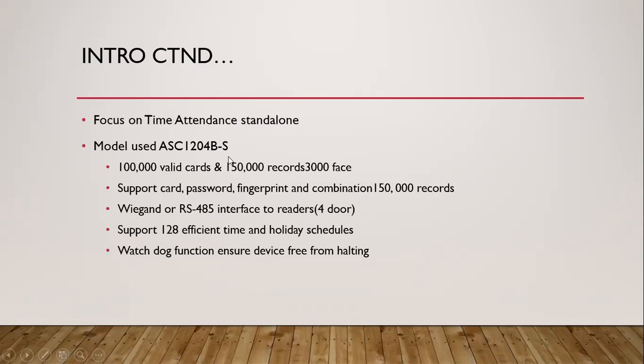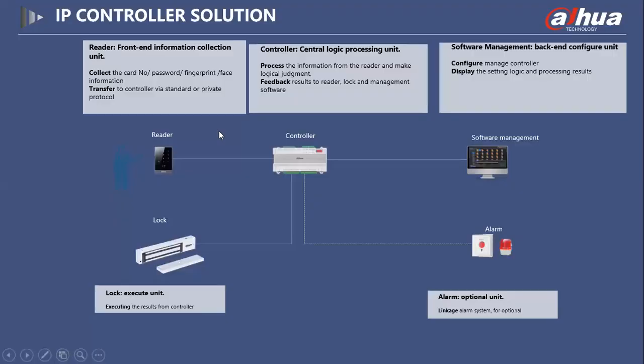The model of my choice today is ASC1204B. It's an access control system with 4 doors. It supports 150,000 records and 300 faces, 100,000 valid swipe cards. So you can look at the various specifications in our website and our security about each device. So my topology is as follows.